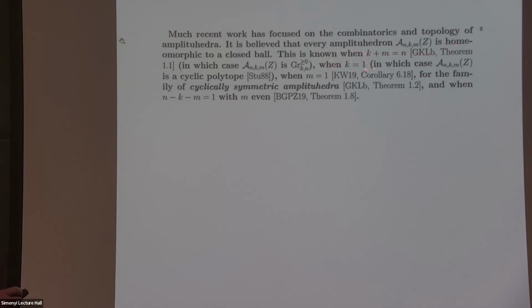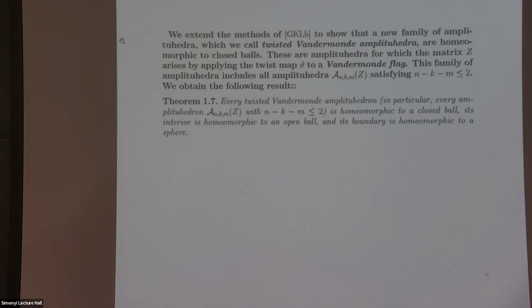When K is equal to 1, it's a so-called cyclic polytope. And so there are other special cases. And what we were able to do using the techniques here is come up with a new family of amplituhedra, which we call the twisted Vandermonde amplituhedron. So you take one of these amplituhedrons, you twist it by exactly the twist map that I just showed you here. So what is the Vandermonde amplituhedron?